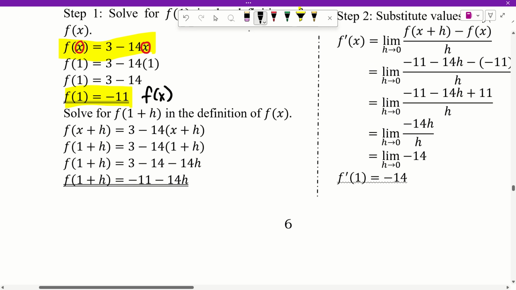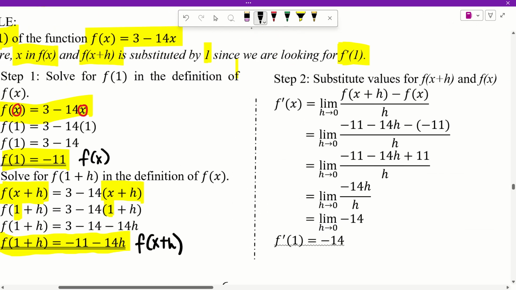Next is f of x plus h. You just replace the x with x plus h, then we replace the x with 1 and simplify it. The answer for f of 1 plus h is equal to negative 11 minus 14h. So this is our f of x plus h.